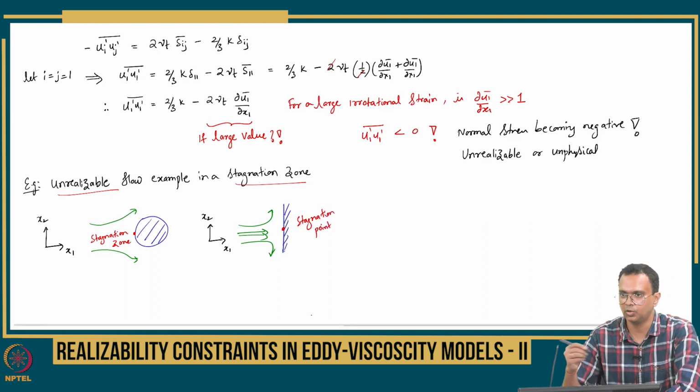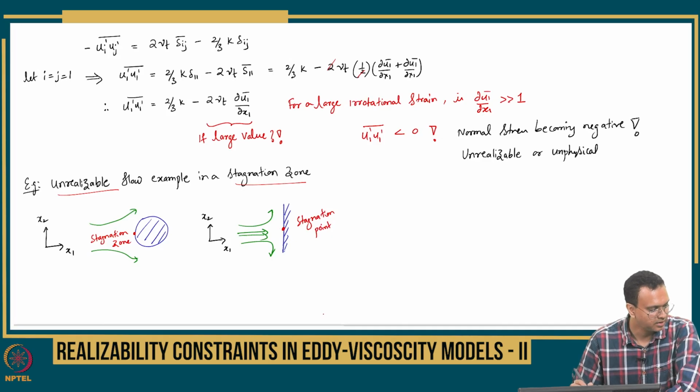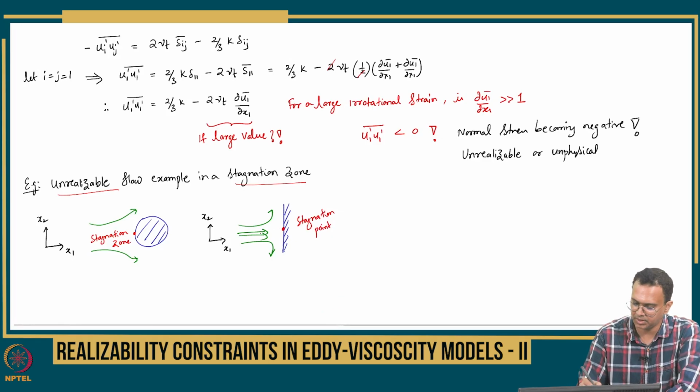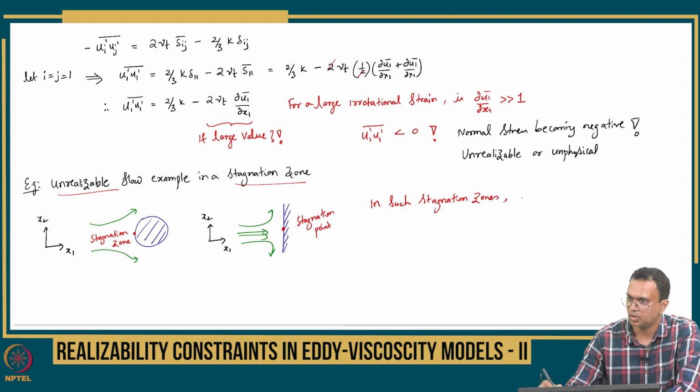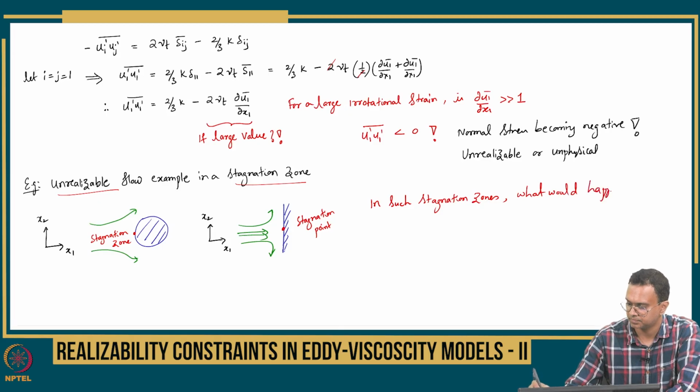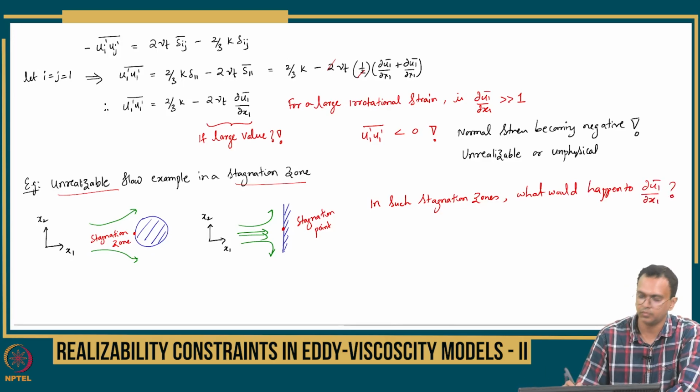So around that you will have a local stagnation zone, where the flow is stagnating. In that kind of situation, what will happen in this stagnation zone? What will happen to the irrotational strain? This ∂u1 bar, in such stagnation zones, what would happen to, let us say, ∂u1 bar by ∂x1, what will this be?